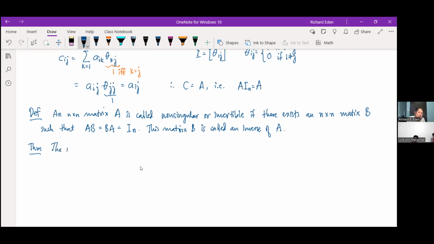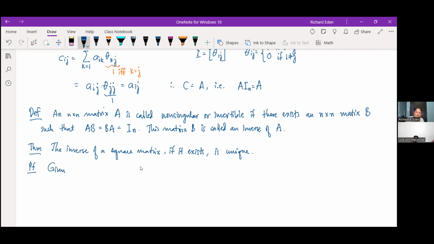The inverse of a square matrix, if it exists, is unique. Okay, so let's prove it. Let A be a square matrix and suppose we have two candidates for its inverse.